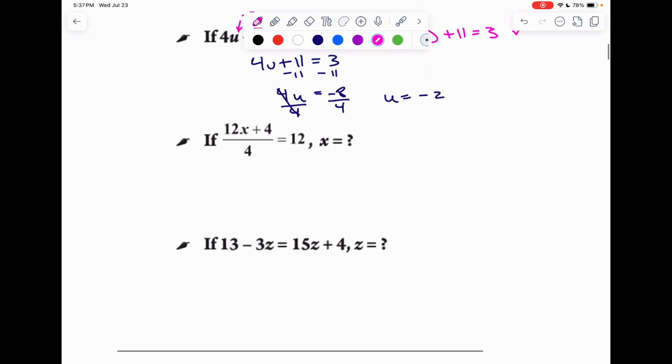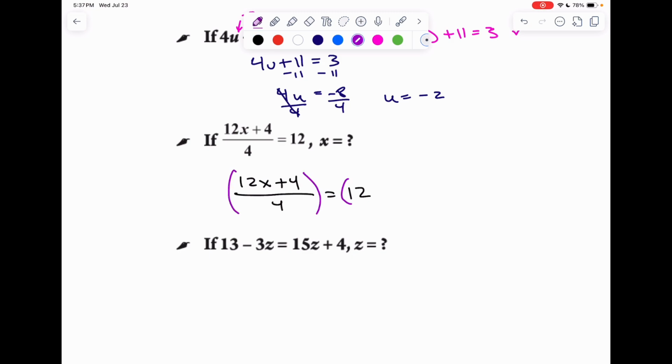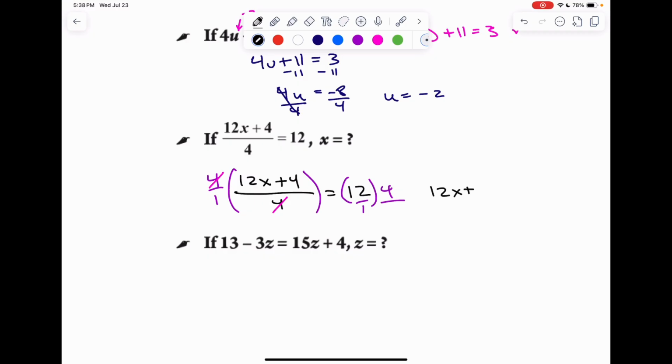Now, looking at this next one again, let's clear our denominator. If 12x plus 4 divided by 4 equals 12, then I should be able to clear that 4 to undo dividing by 4 by multiplying by 4 over 1. 4 over 1, I'll put the 12 over 1 so it doesn't feel lonely. The 4's will cancel each other out, and we'll be left with our numerator. 12x plus 4 equals 48.